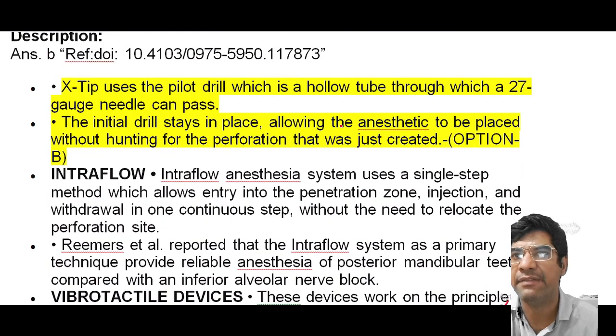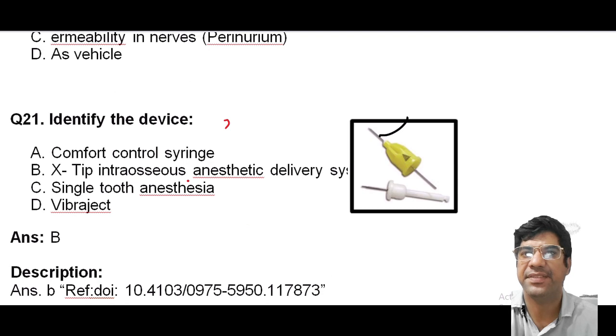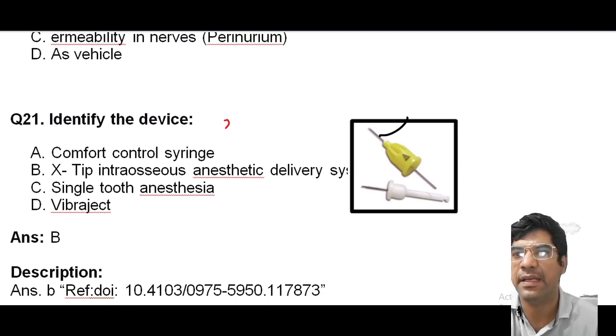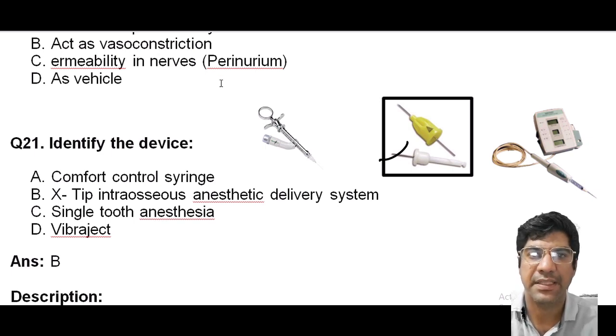Identify this device. This is the X-Tip intraosseous anesthesia delivery system. Let us discuss them one by one. The first is the comfort control syringe.